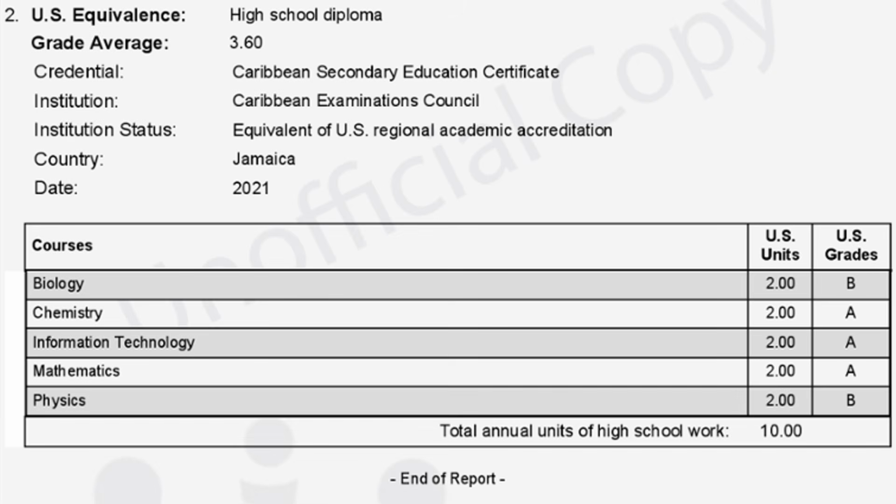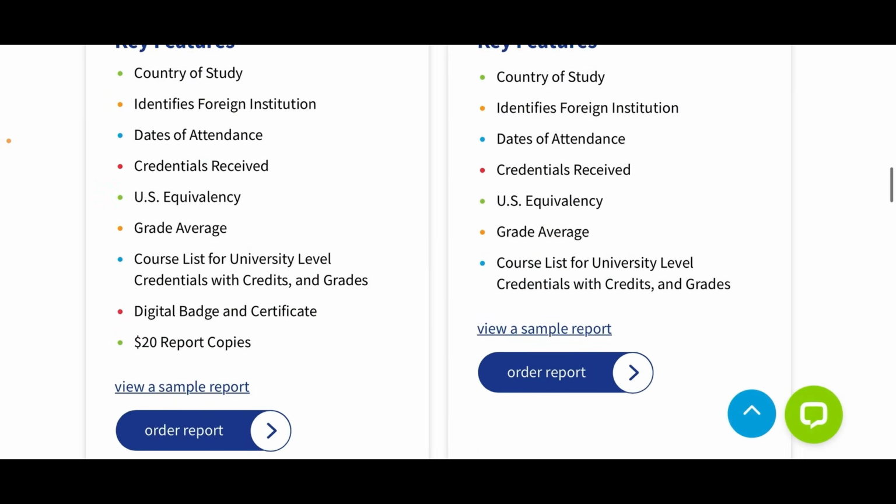Also, the other key features, it lists your country of study, it identifies your foreign institution, the dates of attendance, credential received, and what's its equivalency in the US. That is important. Also, your GPA, right?